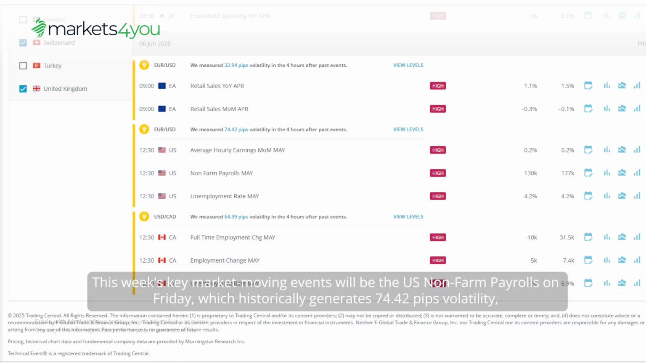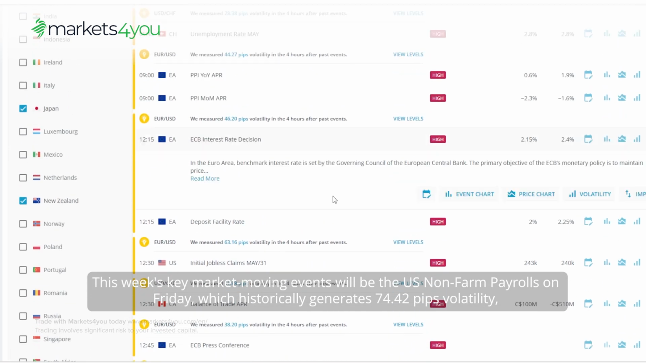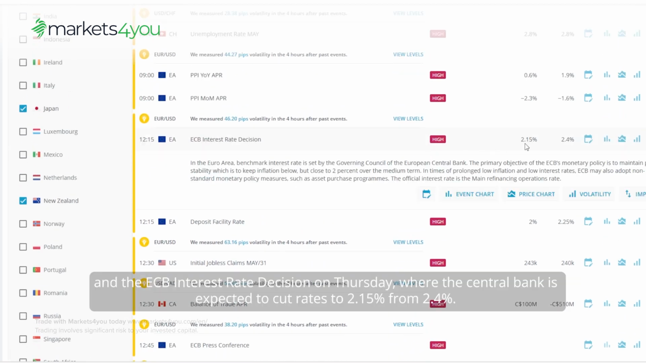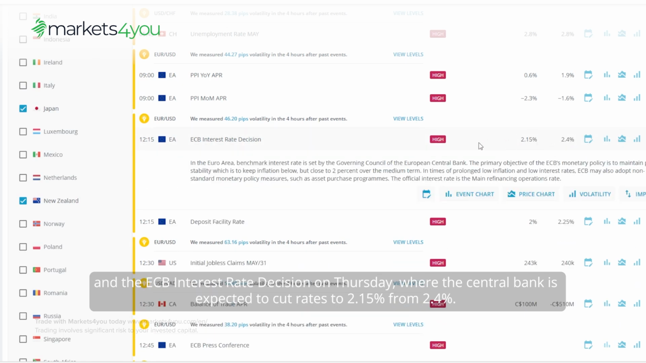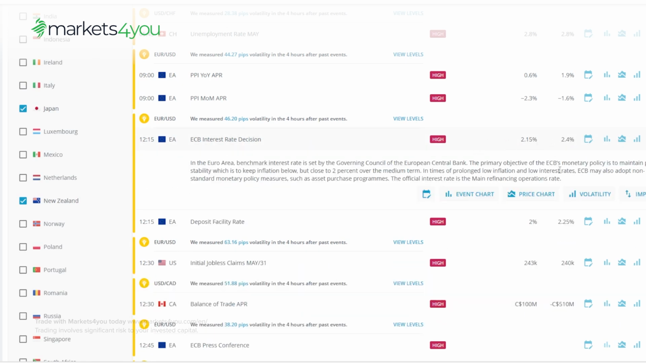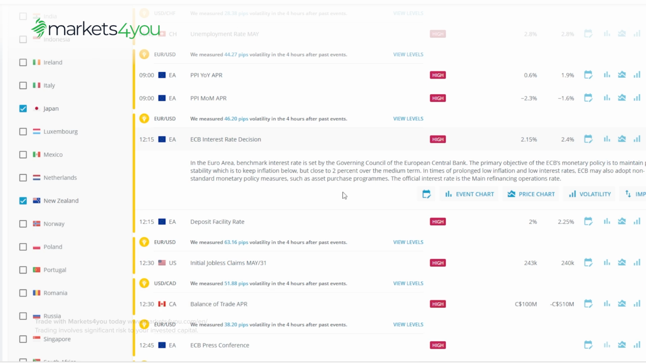This week's key market-moving events will be the US non-farm payrolls on Friday, which historically generates 74.42 pips volatility, and the ECB interest rate decision on Thursday, where the central bank is expected to cut rates to 2.15% from 2.4%. These releases should create significant opportunities across major pairs.